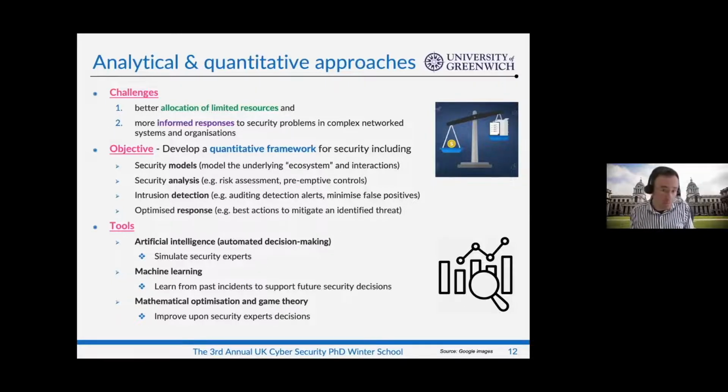And then we have the informed responses. What do we do when something has gone bad? So we have the preemptive and the reactive controls. The preemptive is before, and comes under the allocation of limited resources, so allocating cybersecurity controls to defend the organization. And then we have the reactive controls, which is after the incident has taken place. I think these are the main two challenges of an organization, and also challenges that have been investigated in the literature.